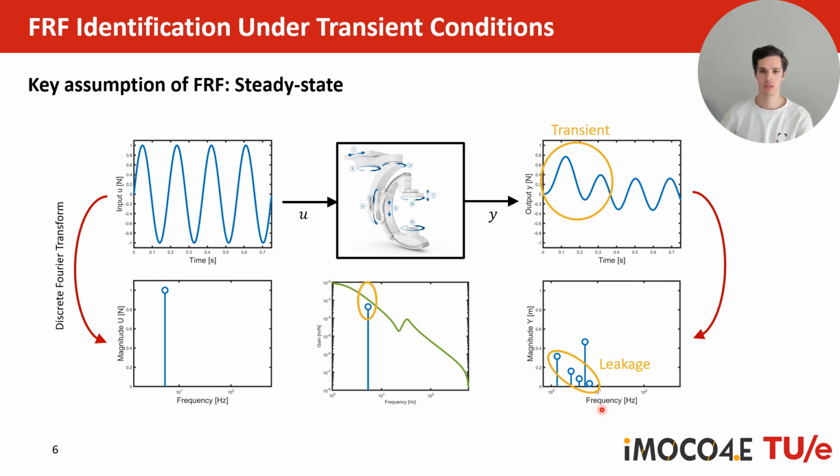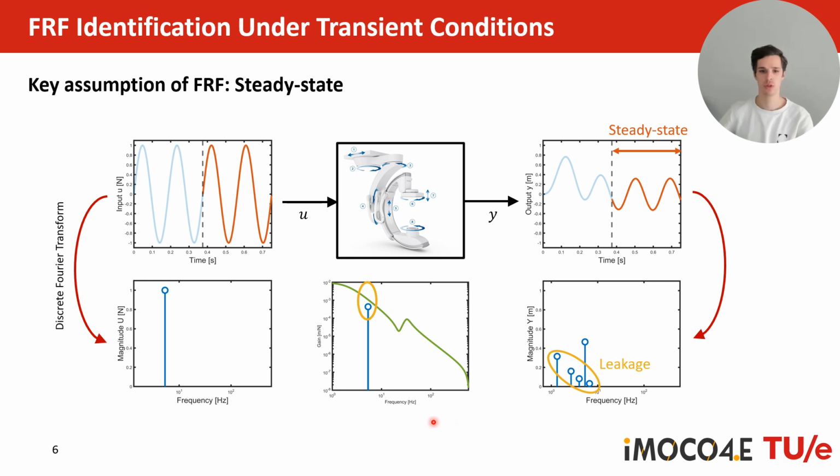Well, if we would try to estimate a frequency response function using this data, you can see that we would have a mismatch between the true FRF and our estimated FRF, because actually signal is literally leaking from this frequency to other frequencies.